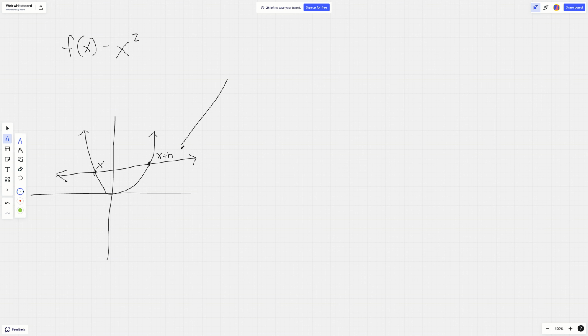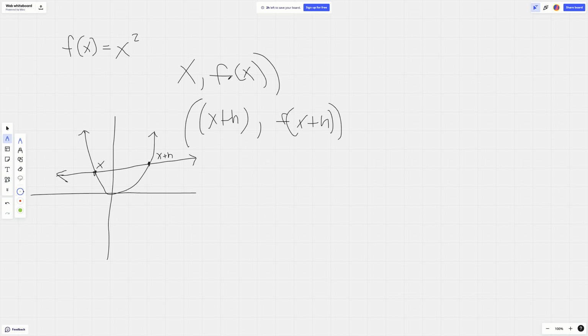So what are the coordinates of these 2 points? We just talked about it, but let's discuss it again. This point would be x comma f of x, right? x comma y, the output of f of x. And this would be x plus h comma f of x plus h. Let me wrap that in big parentheses to represent a coordinate point. Right? These are the two coordinates of these points.